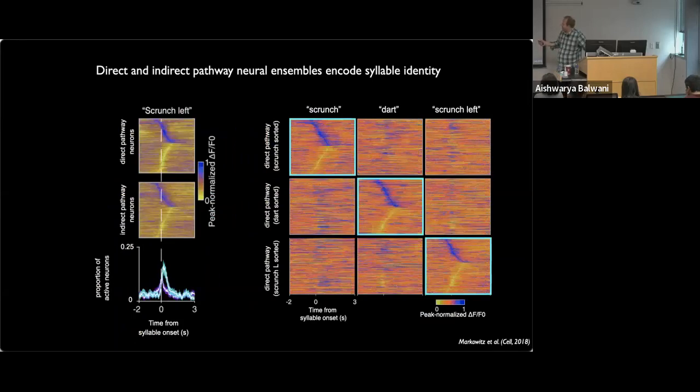Again, if we then order these neurons based on the permutation that shows the biggest activation for scrunching, we see that when you look at darts, or scrunches to the left, even very similar syllables like scrunches to the left, the pattern is very different. Likewise, when we permute by darts, the pattern of activation is not nearly as clear. It's really suggesting a somewhat syllable-specific coding of activity of each one of these individual behaviors.